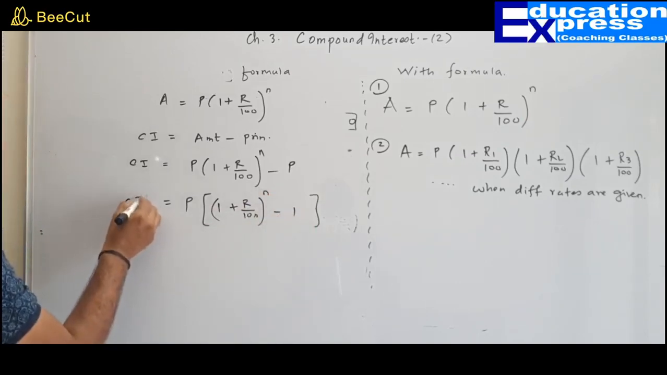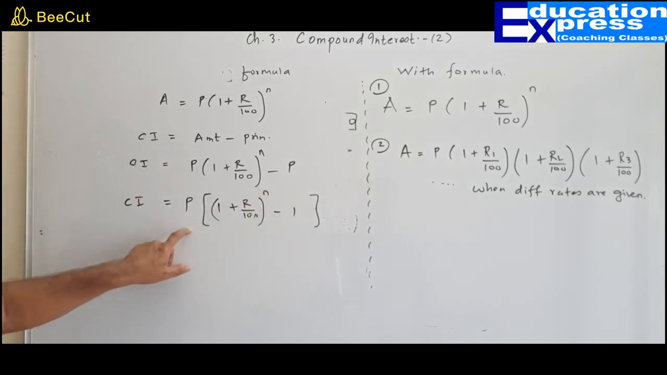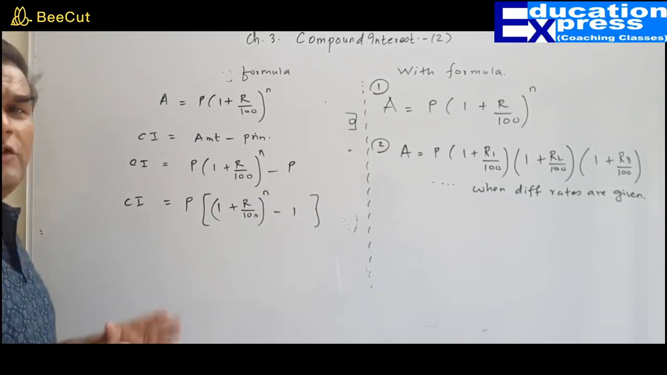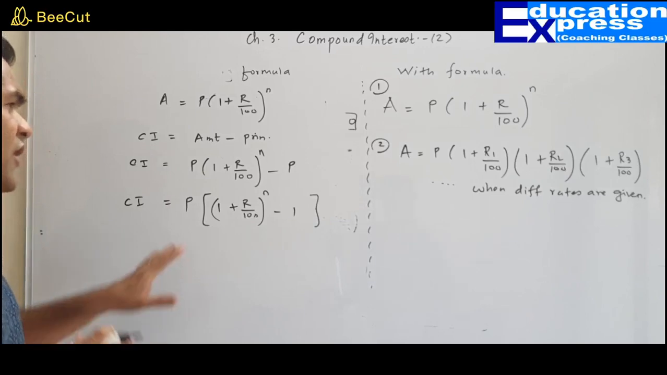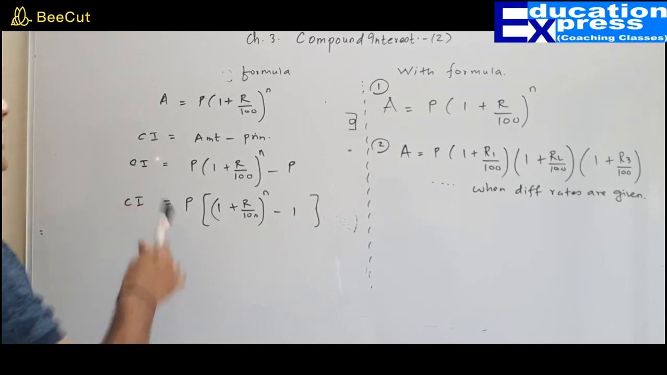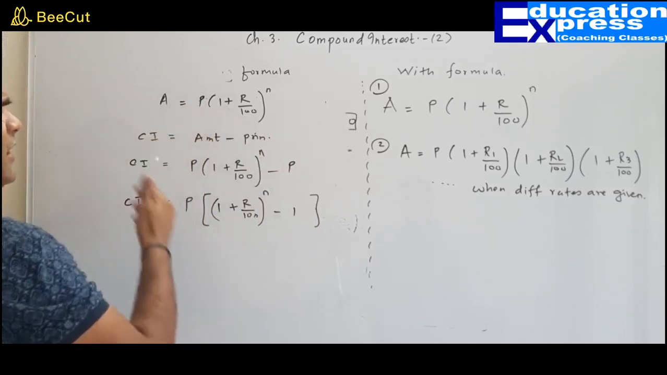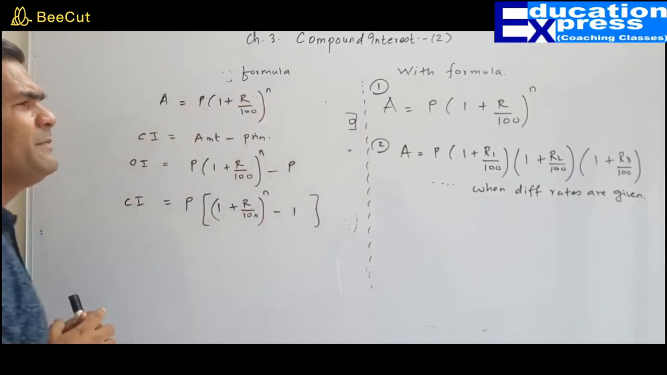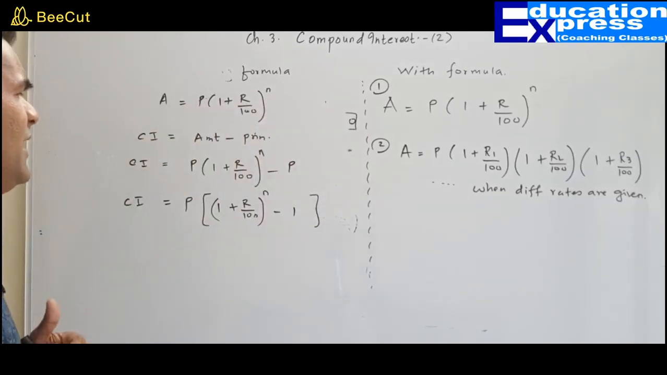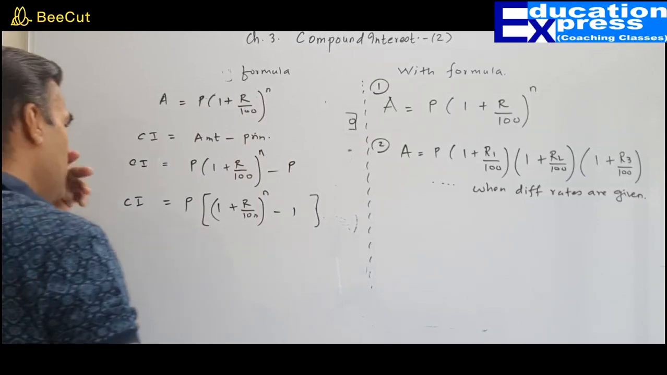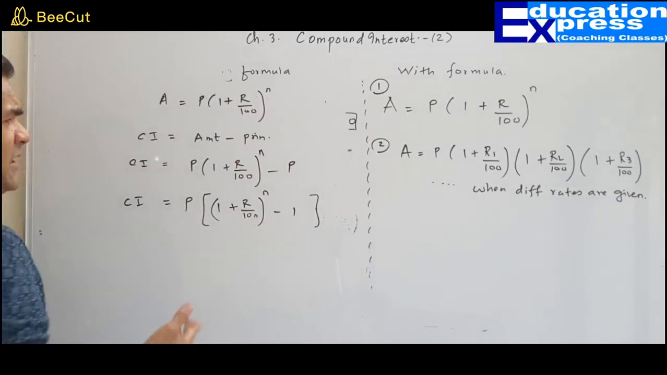So if you want direct CI, you can apply this formula also. I am totally against using this formula. Generally, I am of the opinion that one must find the amount independently. After finding the amount, simply subtract the principal. That becomes very easy for anyone to do. But in case you want to follow this, there is no harm in it.